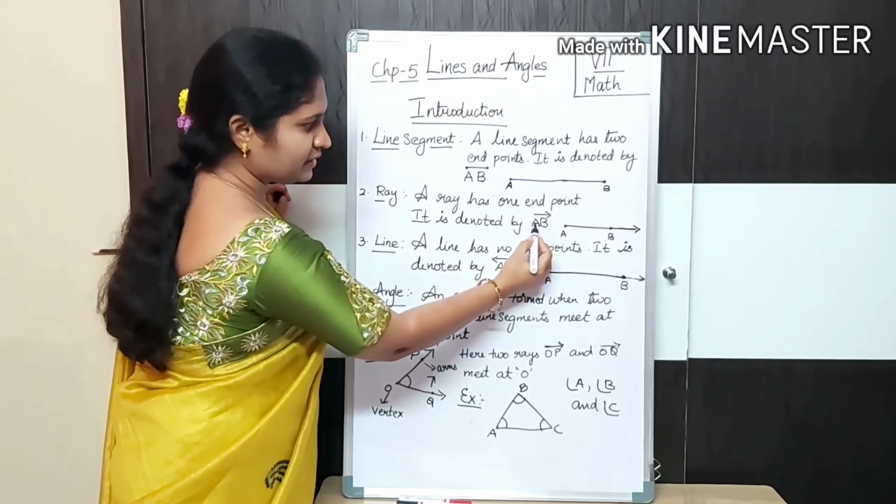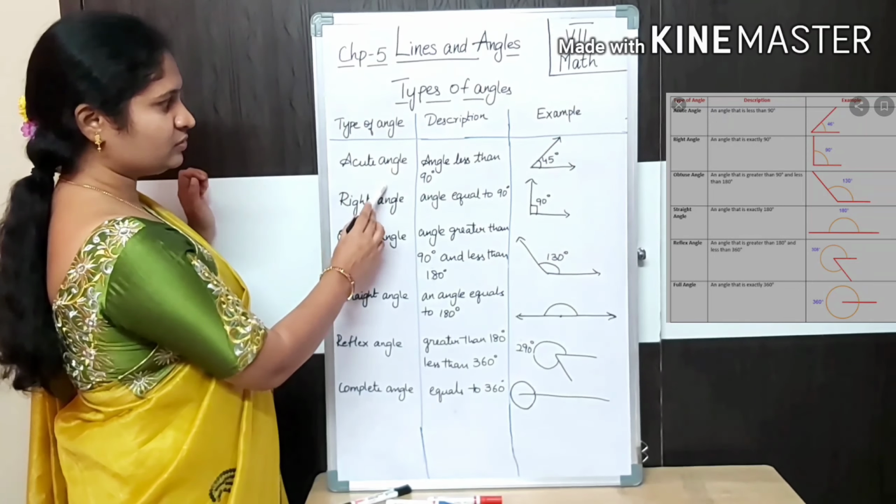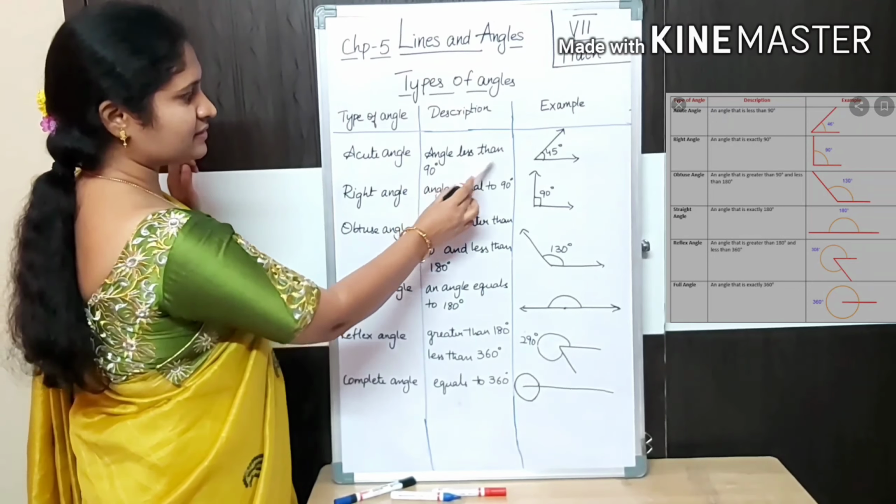Now let us learn about types of angles. Here, first angle is acute angle. An angle less than 90 degrees is an acute angle. Here 45 degrees is less than 90 degrees. So it is an acute angle.